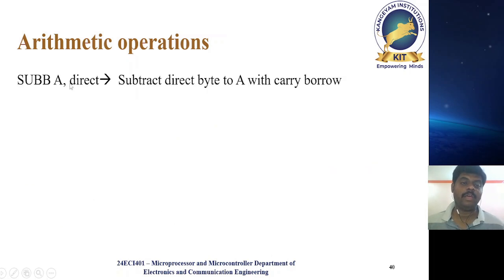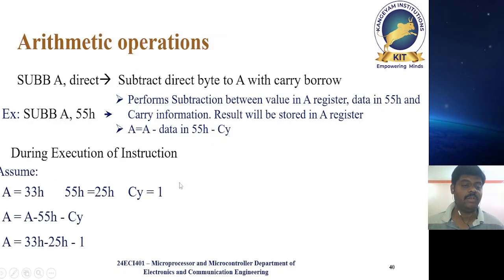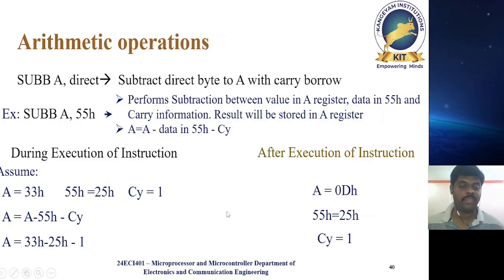Same, SUBB A comma direct, which is subtract with borrow of the A register and the data in memory location 55. That is A equal to A minus data in memory location 55 minus carry information. Just an assumption: suppose A has 33 and the data is 25. If carry is 1, the answer will become 0D, because the carry also will be included in the subtraction, so 1 will be subtracted. This is what happens with the subtraction.